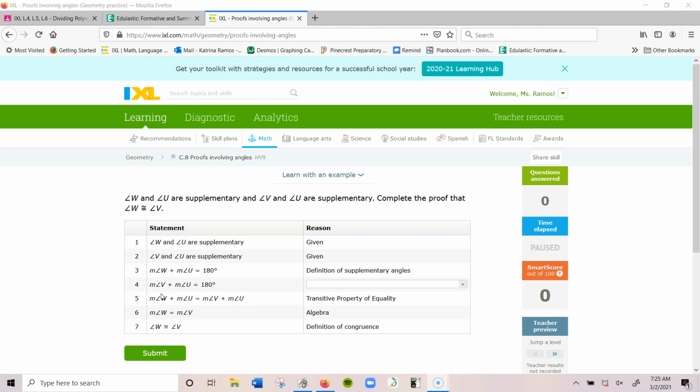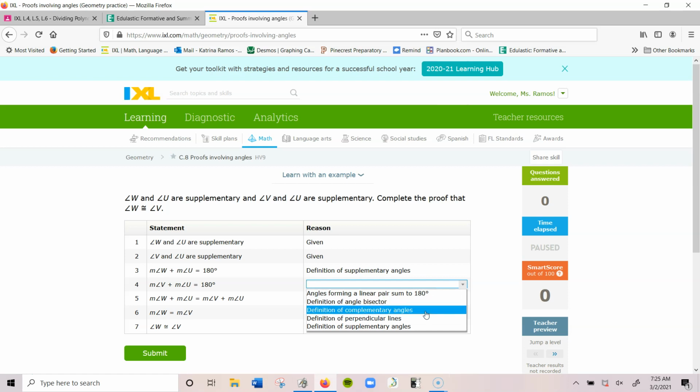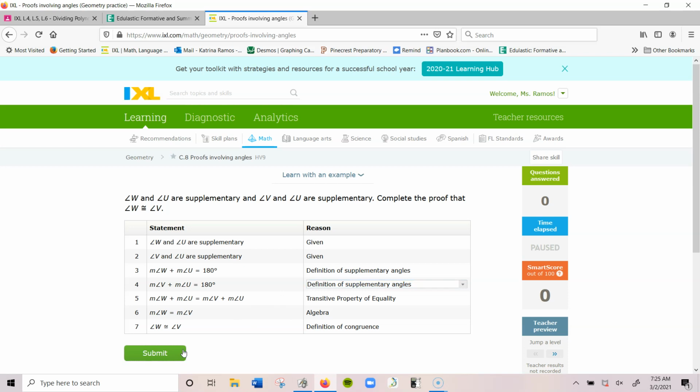The same thing can be said for the measure of angle V and angle U. Since they are also supplementary, then that means that they will also add up to 180. So for this reasoning, I would also say that this is the definition of supplementary angles. So that would be that for that one. After that, the rest is done for you, so we can just go ahead and submit.